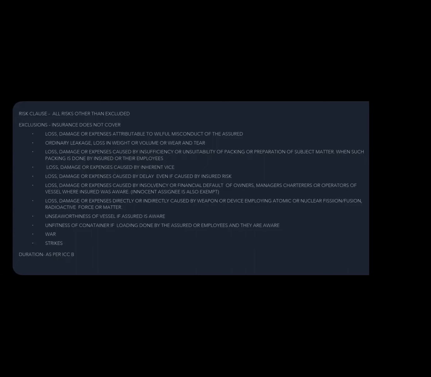Perishable goods, maybe spontaneous combustion, sugar, rusting, salt, mold. All these things are related to inherent vice. So that is an absolute exclusion under the ICC A, B, and C clauses. Then next is loss or damage or expenses caused by delay, even if it is caused by an insured risk. So even if delay is caused by an insured peril, delay is not covered under the policy.